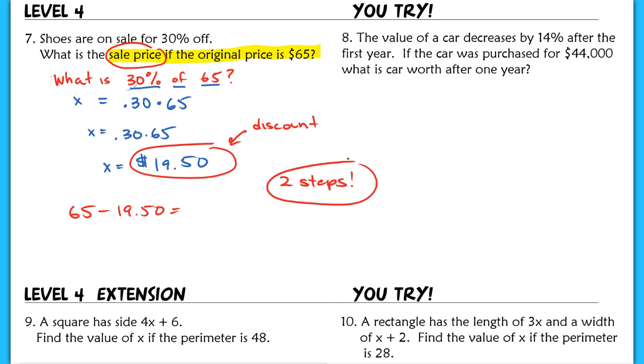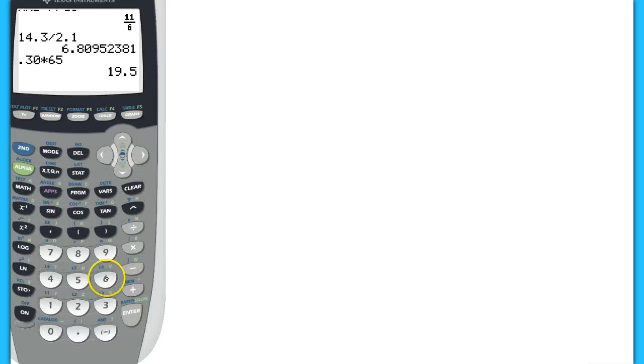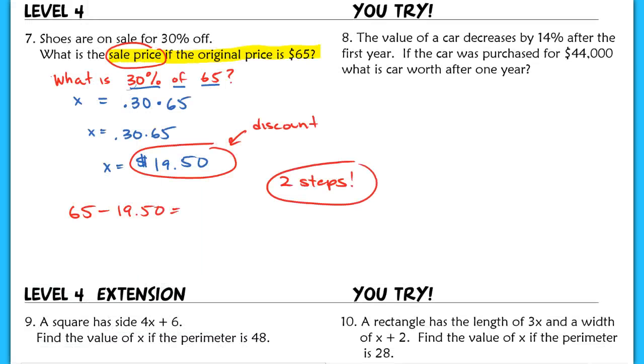Okay, so we take 65 minus 19.50. And we want to interpret this as $45.50. So we should answer this in a sentence. So the sale price is $45.50.